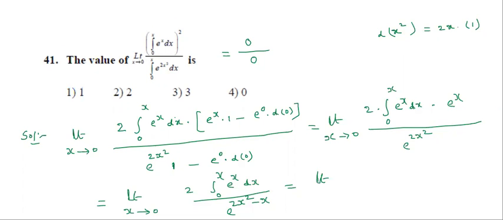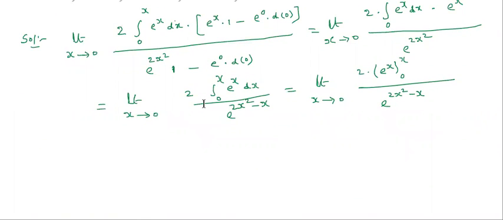In the numerator apply integration. 2 into, what is the integration of e power x dx? E power x. Substitute the lower limit and upper limit. This is the limit. Denominator is e power 2x square minus x. Students, did you understand? I didn't apply the L'Hospital rule. In the numerator I directly applied integration.